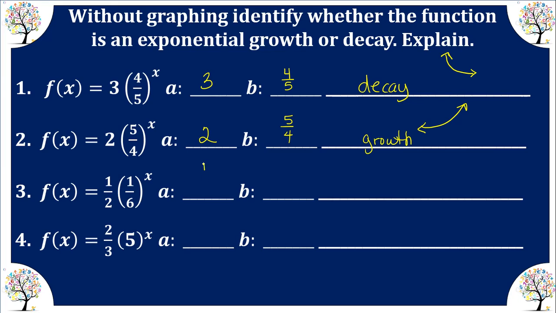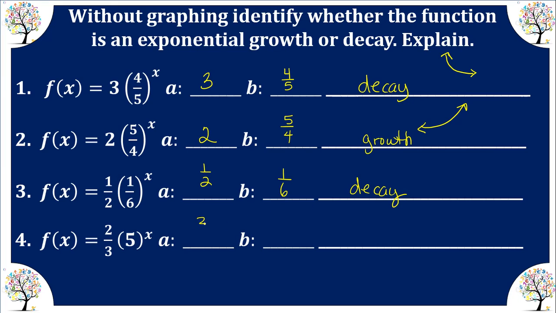Number 3, our A value is 1/2. So we would start at 0, 1/2. That would be your y-intercept. And my B value, my multiplier, is 1/6. So these output values are decreasing. So this is a decay.